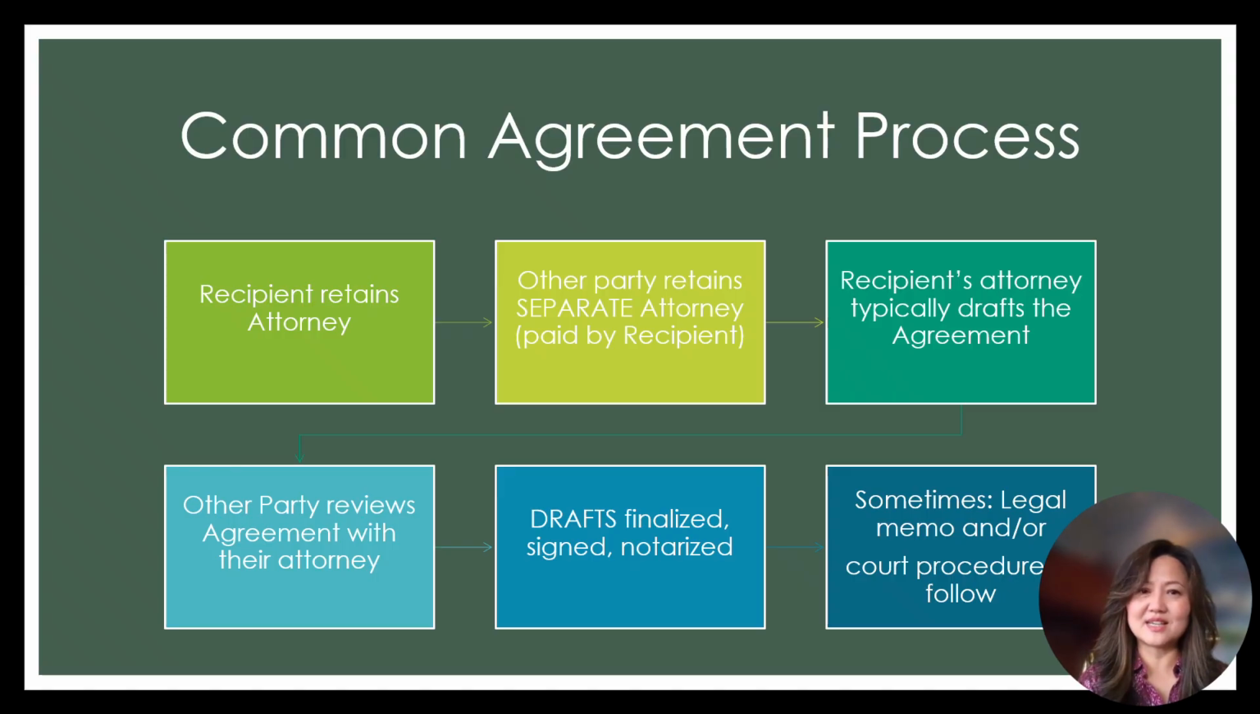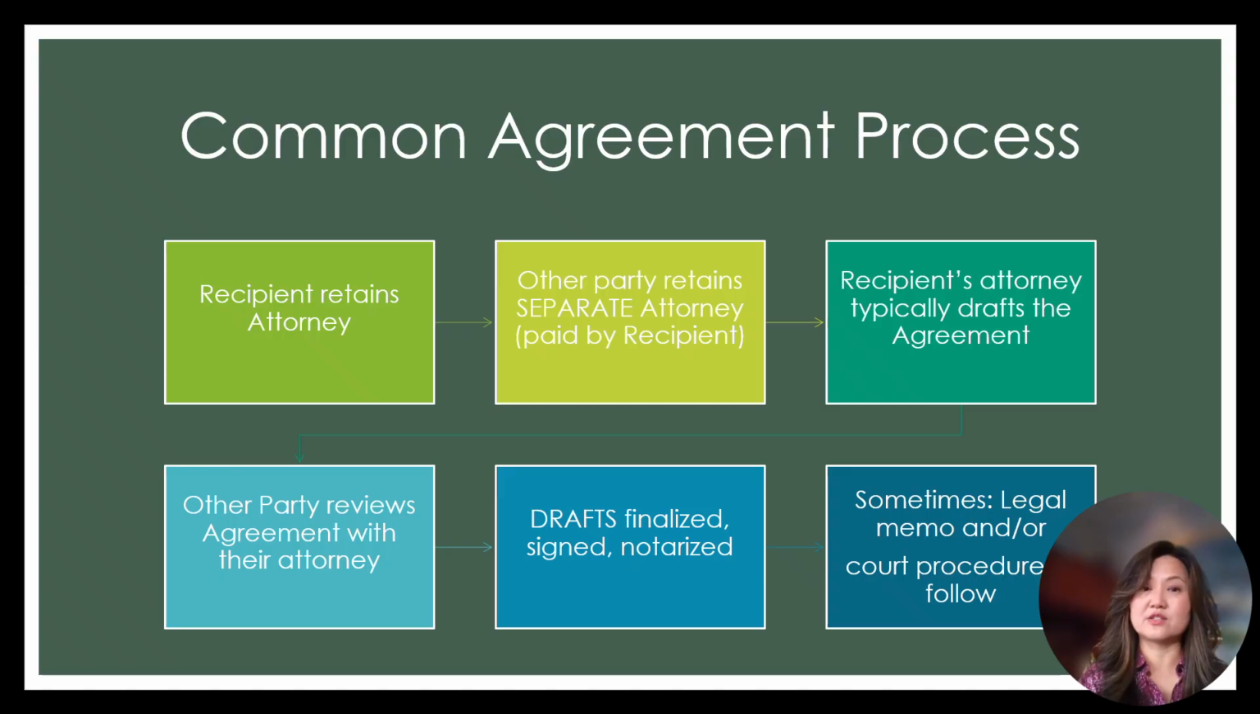Typically, the recipient gets the ball rolling by retaining an attorney. Next, the other party retains a separate attorney. They cannot share the same attorney as a measure of procedural fairness. The recipient almost always pays for both attorneys, although sometimes the donors volunteer to pay for their own if they are close friends or family. The recipient's attorney usually prepares the first draft. The other party reviews it with their attorney. Drafts are finalized, signed, and notarized. Sometimes the clinic requires a legal memo, which is sort of like a Cliff's Notes version of the agreement, and sometimes a court procedure follows.